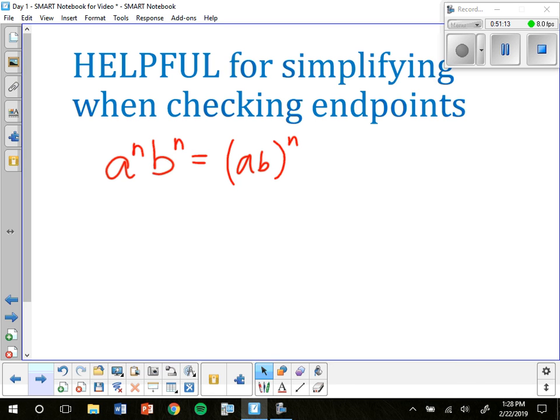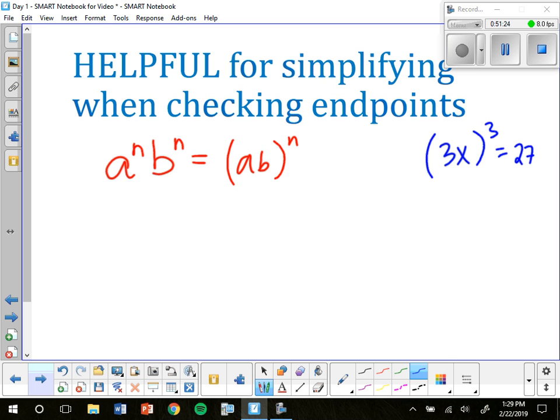And I mean, you know that, right? When you have 3x to the third, what does that equal? 27x cubed. It's the same thing as 3 to the third times x to the third. Like you've been doing that your whole life, but you probably haven't written it like (3x)^3. Does that make sense?